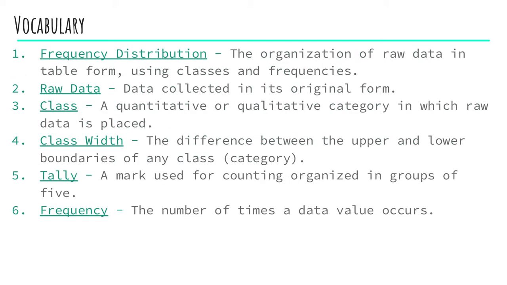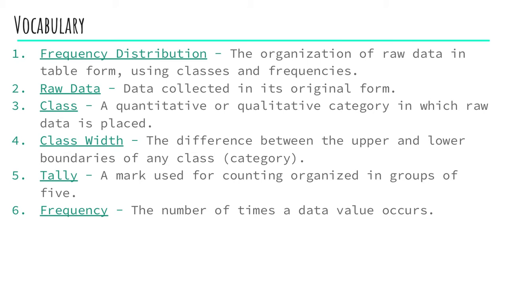Before our example, let's go ahead and go over some vocabulary. Frequency distribution is what we're learning to do today. It is the organization of raw data in table form using classes and frequencies. Raw data is the data collected in its original form. A class is a quantitative or qualitative category. Think of it as a row in the table in which raw data is placed.